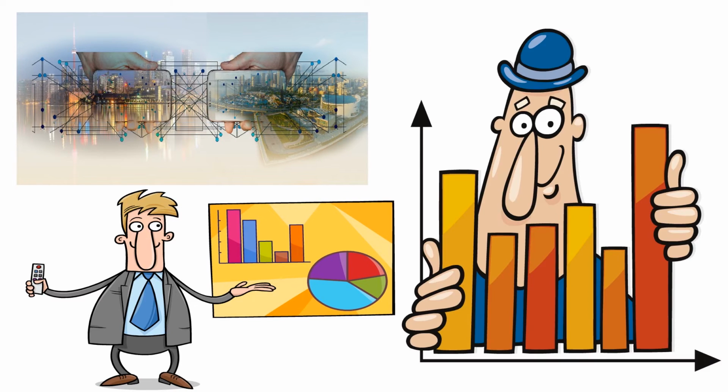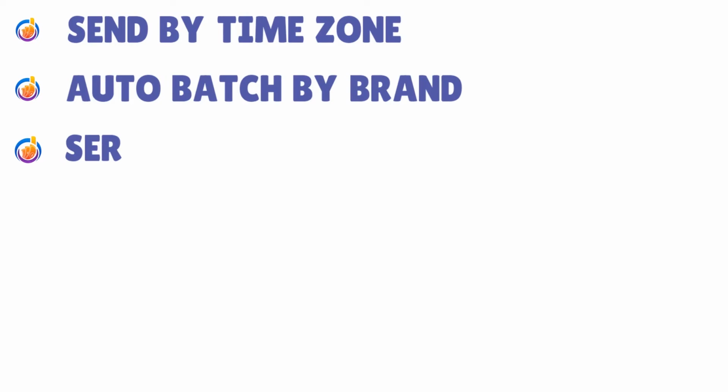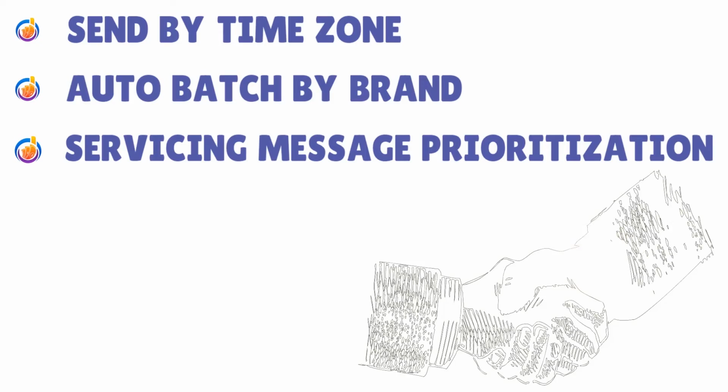So this is kind of crazy. And again, it's all about you analyzing how this affects your brand. So you got to think about things like send by time zone, auto batch by brand, service message prioritization. There are ways to actually go around that, but yeah, you need to think about that.